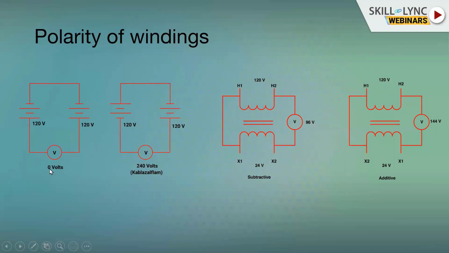To understand this point, let us assume you have two 120 volt batteries, positive and negative connected together like this, and you have connected a voltmeter. By basic Kirchhoff's voltage law, you would know that this voltage is zero, because if you go around the loop, this is plus 120 and minus 120, so the voltmeter reading is zero. Suppose we had reversed the polarity of one of the batteries. Now, if you go around this circuit, this is 120 plus 120 becomes 240 volt. So you will measure 240 volt across the voltmeter here.